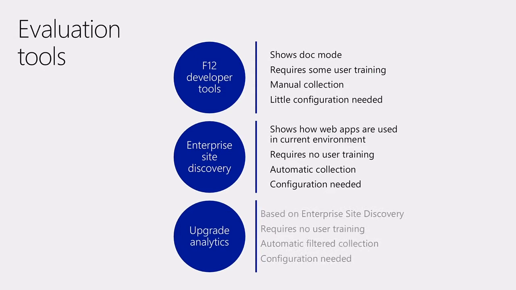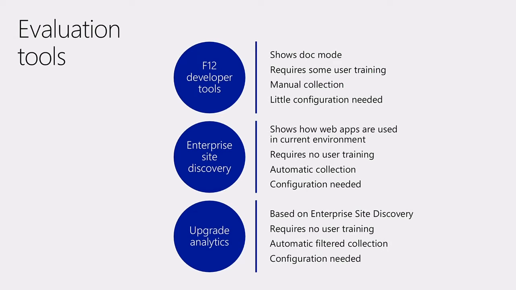And then finally, Upgrade Analytics. If you're using Upgrade Analytics today to assess your, let's say, Windows 7 environment to upgrade to Windows 10, there is a way that you can turn on Enterprise Site Discovery telemetry inside Upgrade Analytics and take a look at what your users are doing, what websites they're going to, and what document modes they're using. And of course, we do obfuscate some of that information, so there's still privacy.